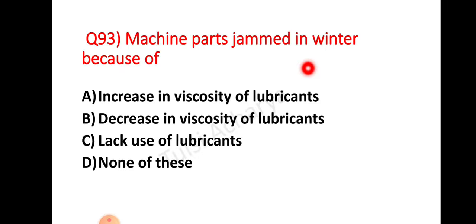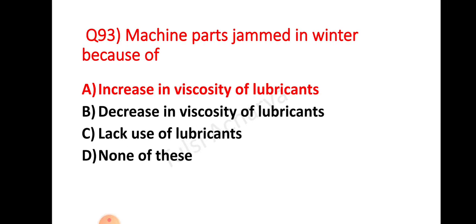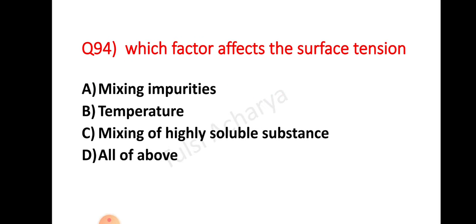Machine parts jammed in winter because of increase in viscosity of lubricant. In winter temperature is low. If temperature is low, viscosity will be more. So machine parts jam in winter. Question number 94. Which factor affects the surface tension?